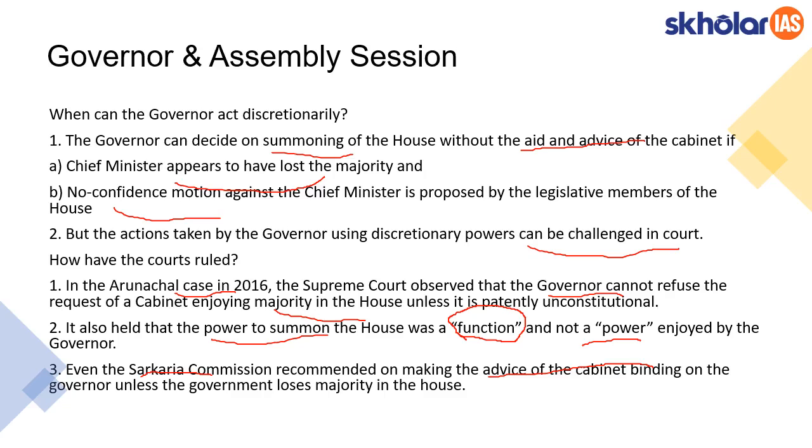So the Sarkaria Commission said that until the government loses majority in the house, until the no confidence motion is passed against the chief minister and the government, the governor is expected to abide by the aid and advice of the cabinet. This was recommended by the Sarkaria Commission. So everything points to the fact that the governor cannot act at discretion on many instances.